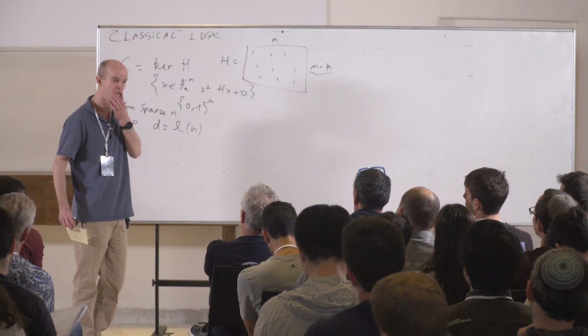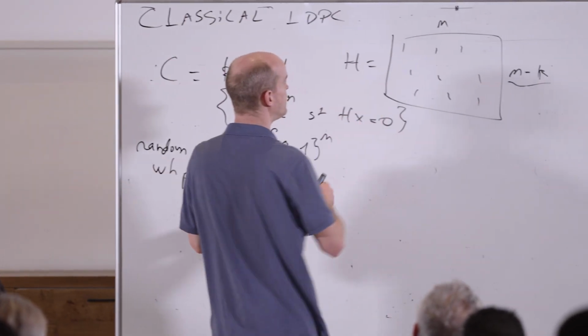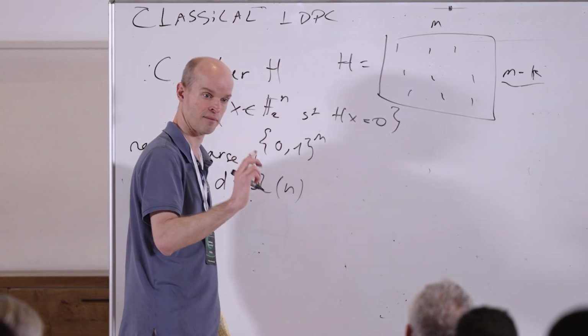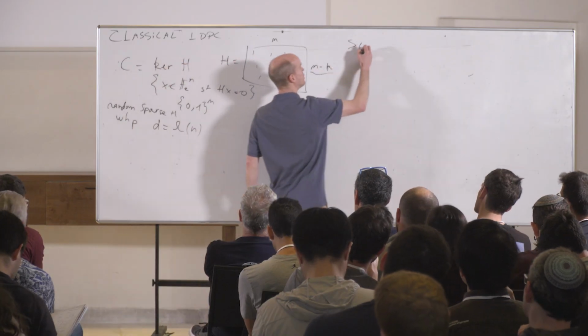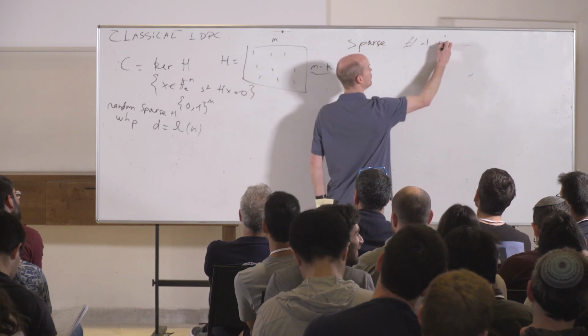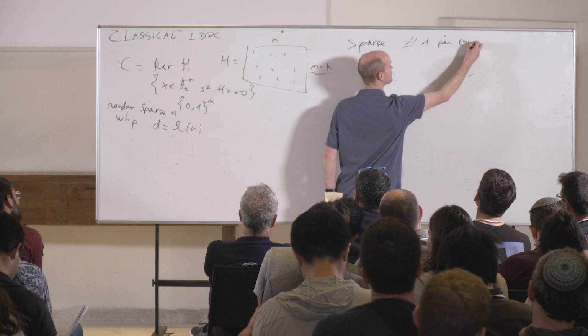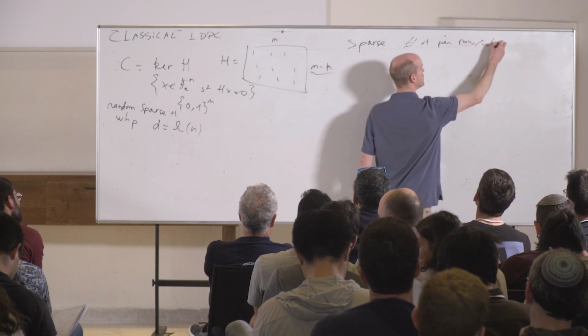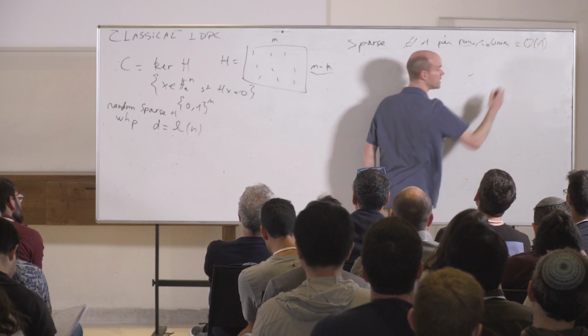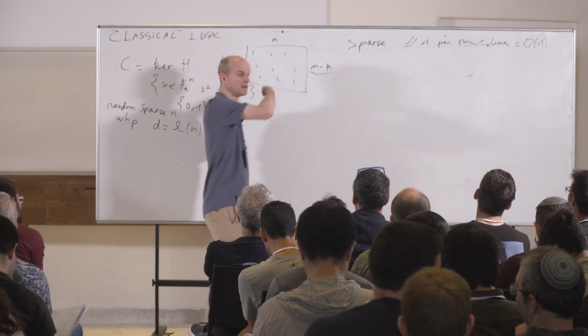So what does sparse mean? Sparse just means that the number of ones per row and per column of this matrix is order 1, a constant independent of n. So it can be 6.